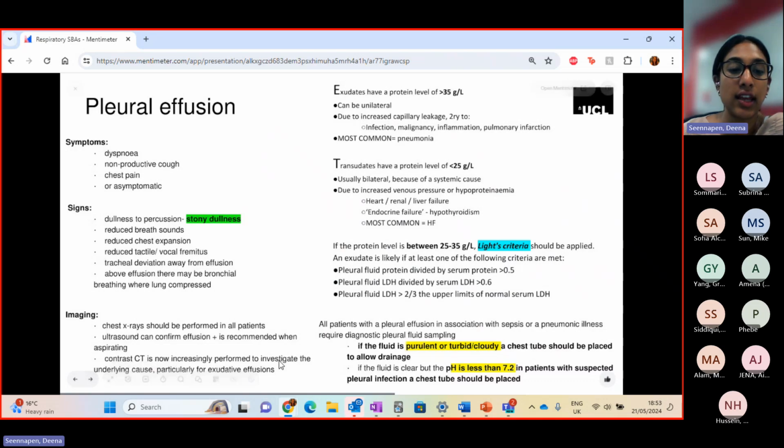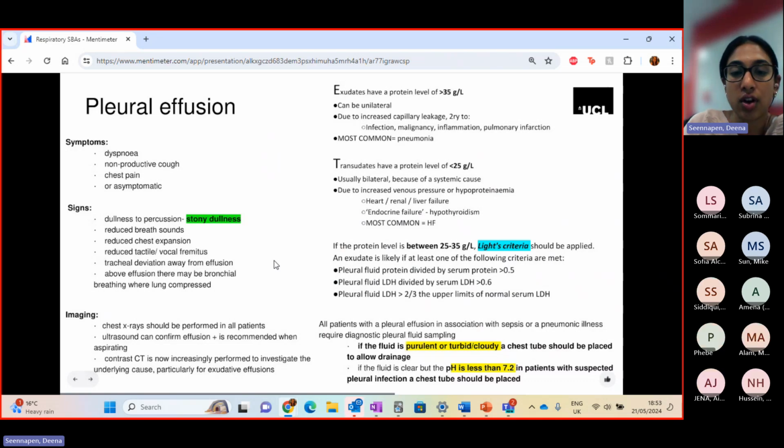Potentially a contrast CT if you want to find out a bit more about the underlying cause. In the case of malignancy, it would be a good indication for a contrast CT to see the mass, to see any metastasis. And then most patients with pleural effusion will have some kind of pleural fluid sampling as well, especially if there's any kind of infective cause, to culture and allow drainage of the pleural effusion. Okay.